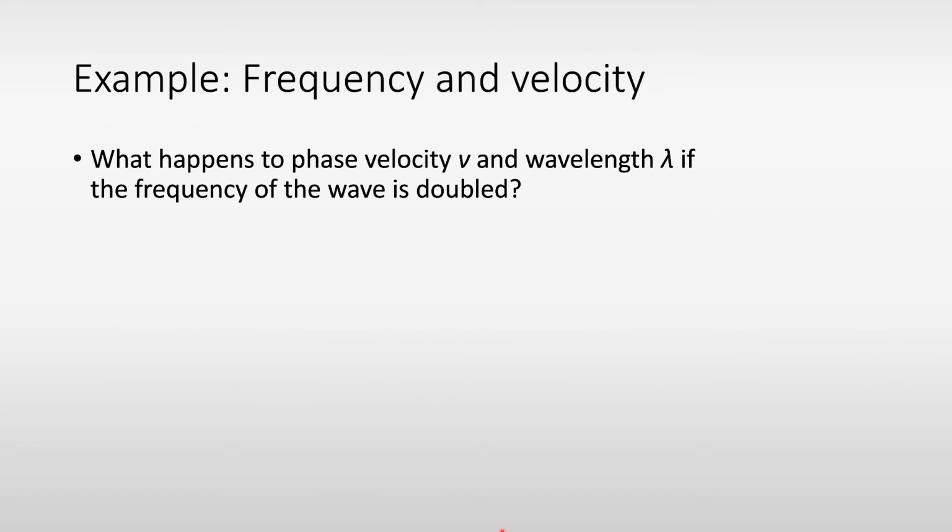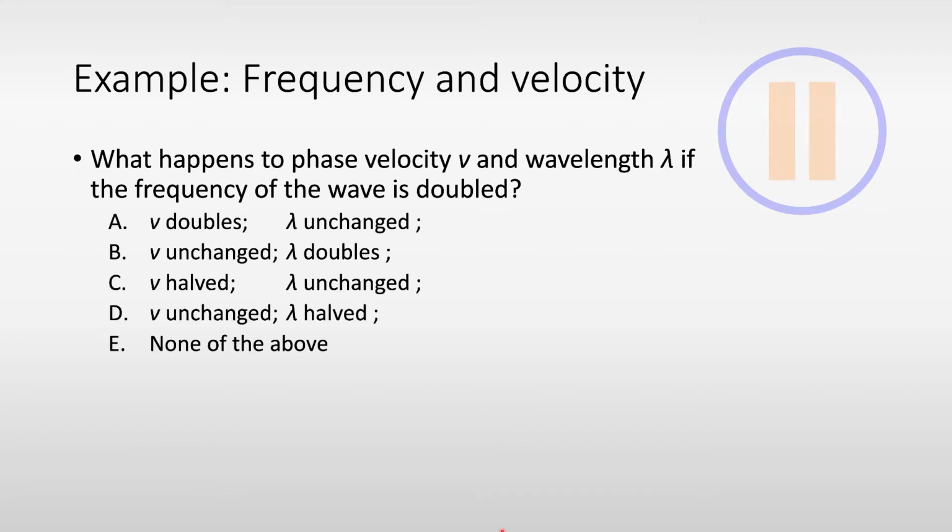We'll look at an example considering frequency and velocity. So what happens to the phase velocity v and the wavelength lambda if the frequency of the wave is doubled? Pause the video and we'll discuss it afterwards.